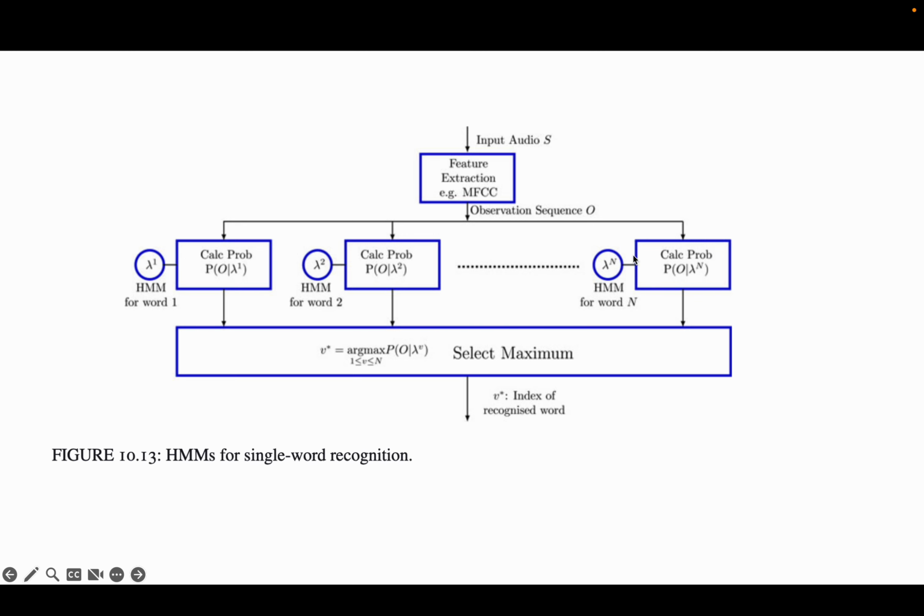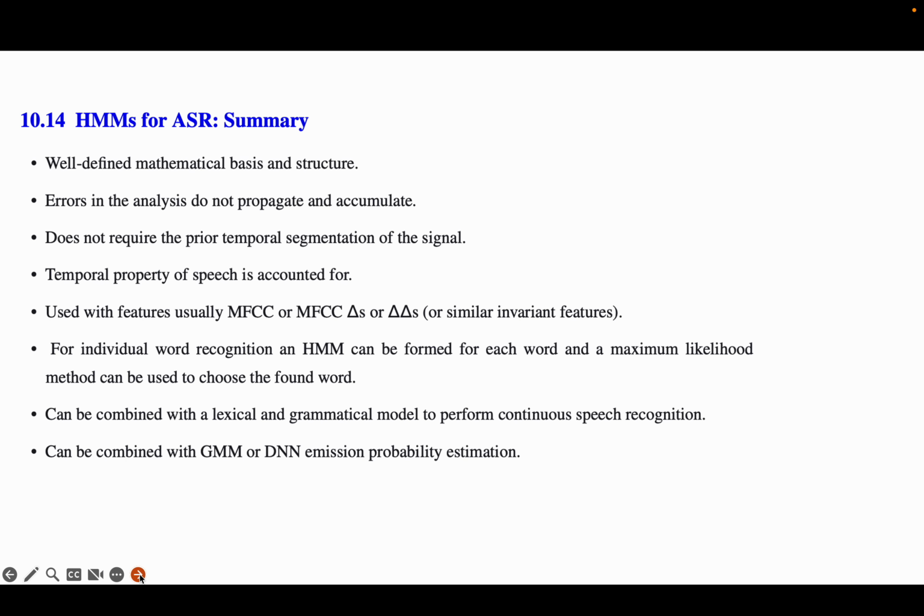You then take the probability outputs, and you see which one is the maximum. Based on that, which gives you the highest probability of the sequence, you would match the word to that hidden Markov model. So that's kind of interesting, I think.